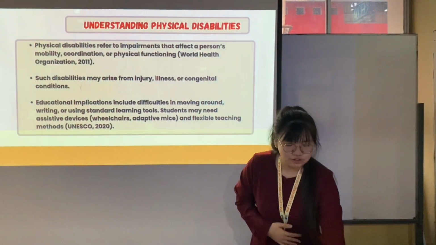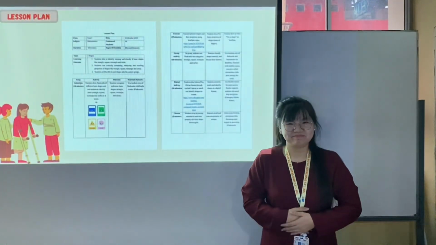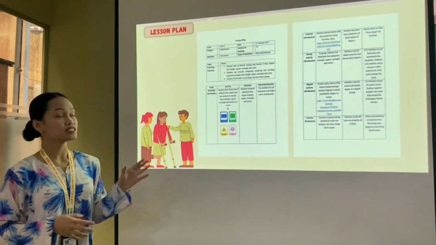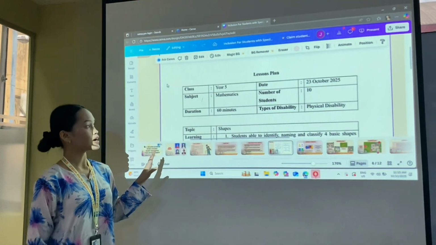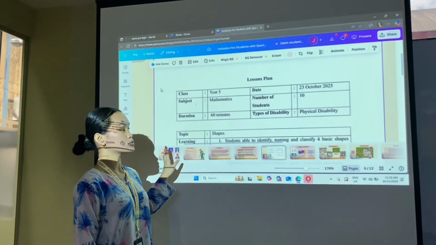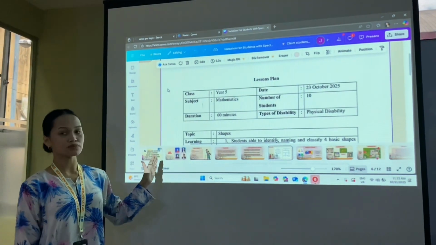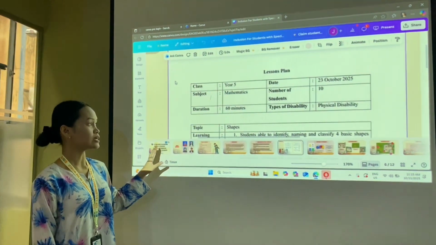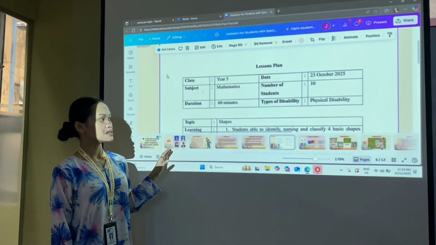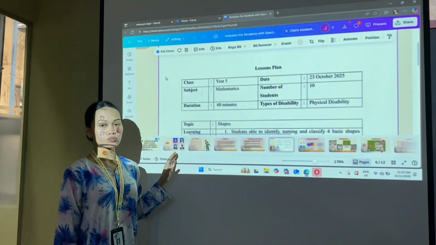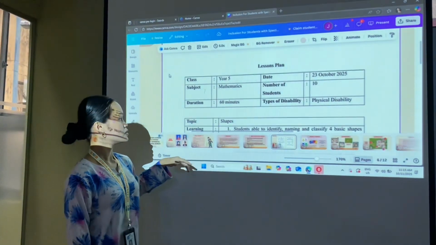Next, I'll pass to Jacqueline about the lesson plan. Okay, the next slide is our group lesson plan. For the class, we chose Year 5, and the date is 23 October 2025. For the subject, our group chose mathematics, the number of students is 10, and the duration is 60 minutes. The type of disability our group chose is physical disability.